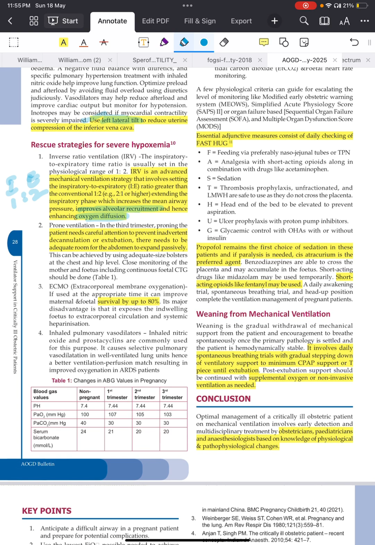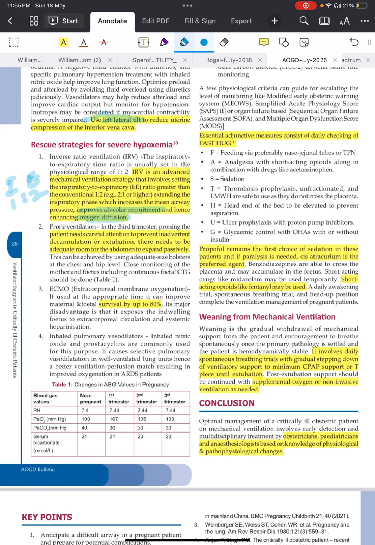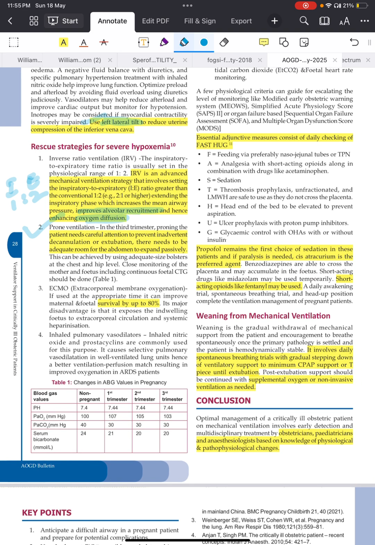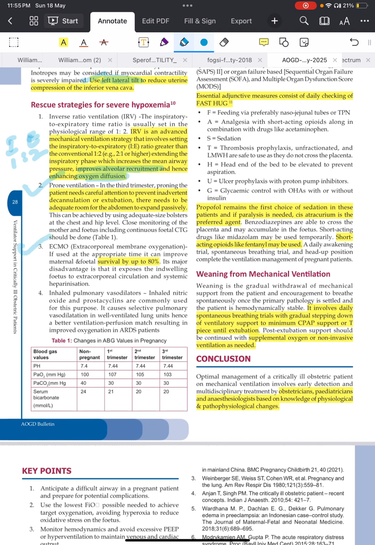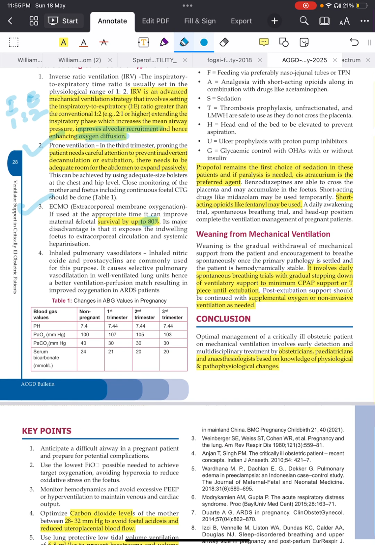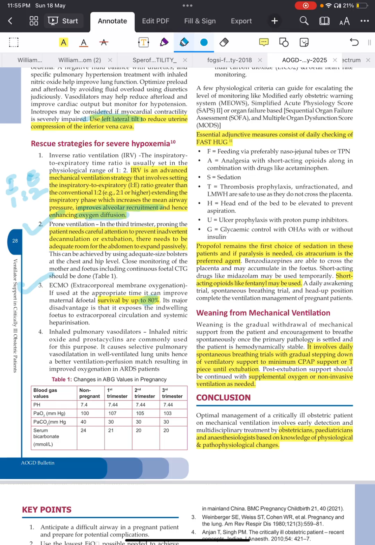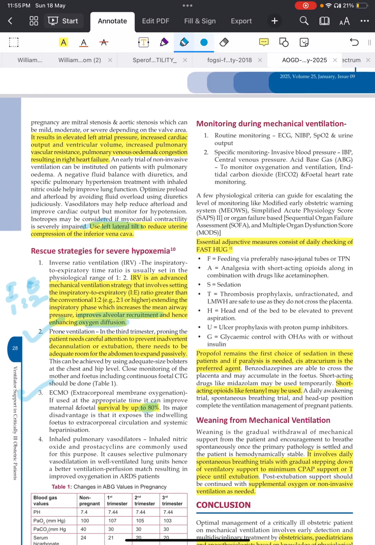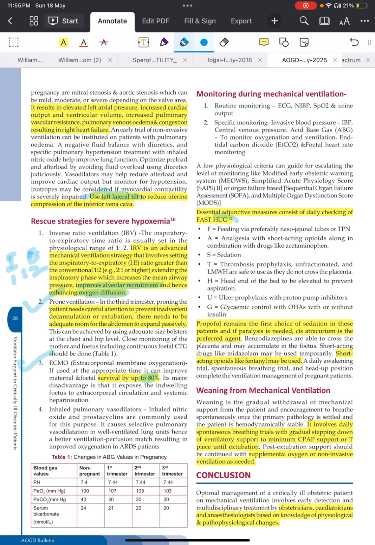Prone ventilation became more popular during COVID time. ECMO is also seen. Its survival is about 80%. That is extracorporeal membrane oxygenation. Most of the people will be using this mnemonic to find out the daily checks. Daily, they'll write this FAST HUG in their case sheets.